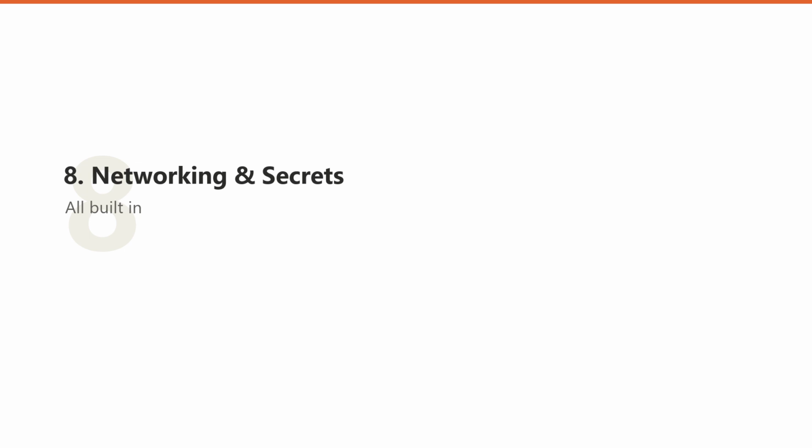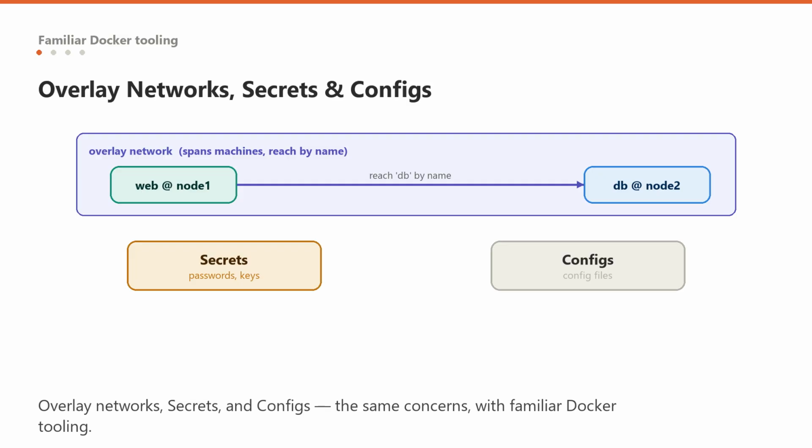Concept 8. Networking and secrets. A few more essentials, all built in. Overlay networks let containers on different physical machines talk to each other on one virtual network, and, just like Docker, they find each other by service name. Secrets securely store sensitive values, like passwords and keys, and deliver them to only the services that need them. And configs do the same for non-sensitive configuration files. These are the same concerns Kubernetes handles with services, secrets, and config maps, provided here with the simple, familiar Docker tooling you already know.